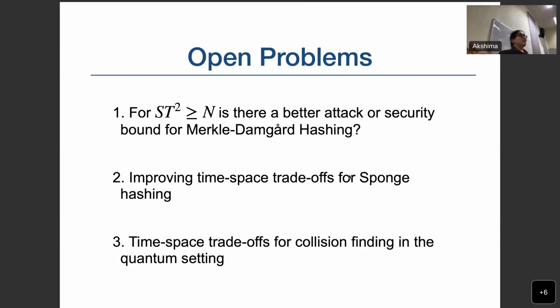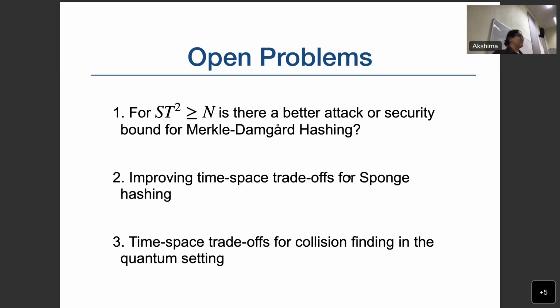Another area where we can think of time-space trade-offs for collision finding is the quantum setting. Quantum setting is a giant in itself, because if we want to come up with good post-quantum hashing algorithms, we need to analyze in the quantum setting. There you can think about classical advice or quantum advice, and the quantum setting has its own issues. Somehow we want to show that the only gain you can get in the quantum setting is from a Grover search kind of algorithm. That's what you want to show, which is a very interesting thing.